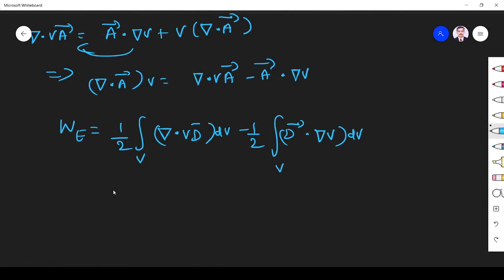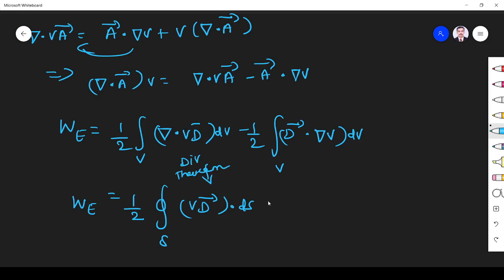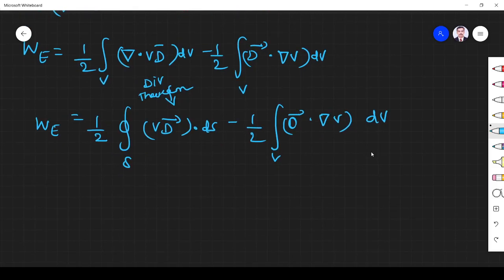Let us convert it into a surface integral by using the divergence theorem. So that will become 1 by 2. A volume integral has to be related with the closed surface integral, right? ∮ V D·dS, I apply the divergence theorem. If you have any doubt, please refer to my video on divergence theorem. So minus 1 by 2 ∫ V into D·∇V into dV. Okay, so this is another important point.